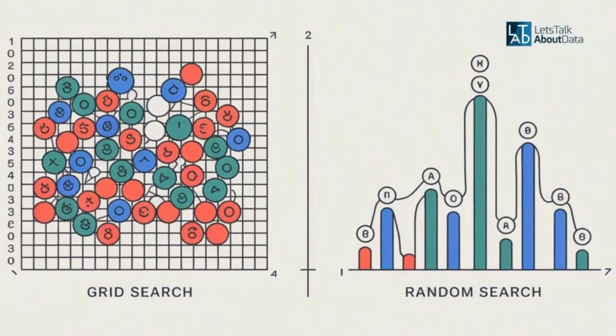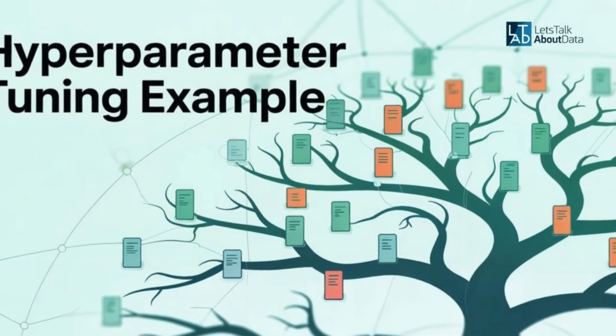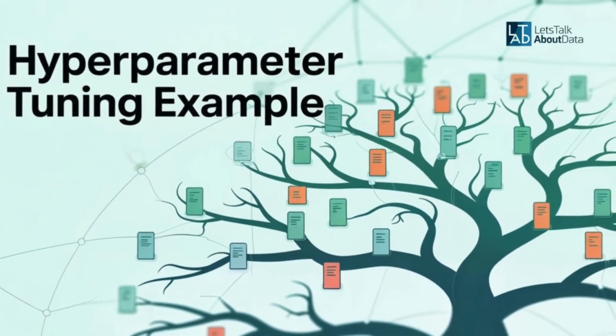Hyperparameters are parameters that are not learned from the data but are set before training. Examples include the number of trees in a random forest, the learning rate in gradient descent, or the depth of a decision tree. Techniques for hyperparameter tuning. Grid search exhaustively searches through a specified set of hyperparameters. Random search samples hyperparameters randomly and can be more efficient. Bayesian optimization, a probabilistic model-based method for finding optimal hyperparameters.